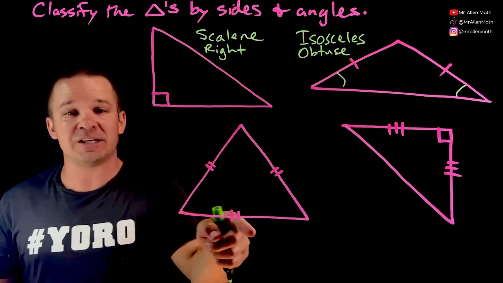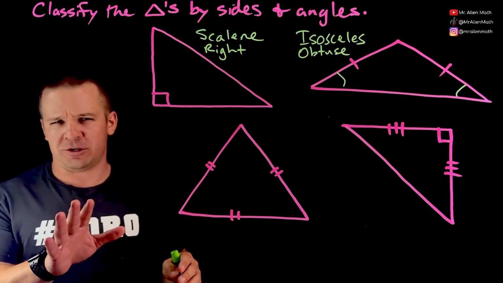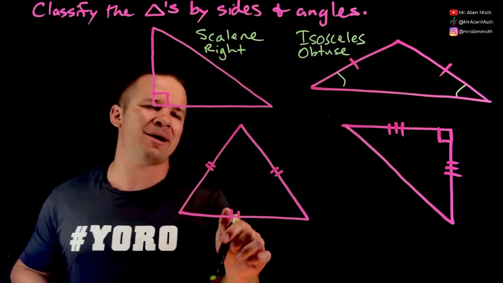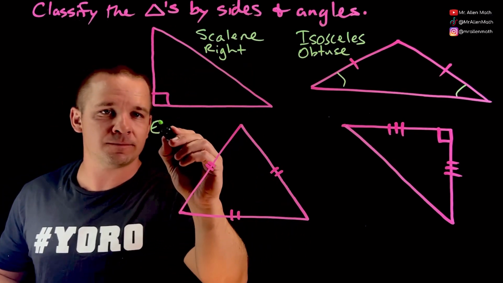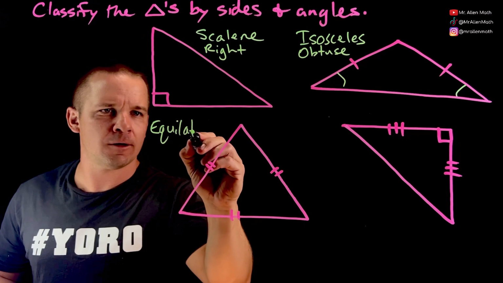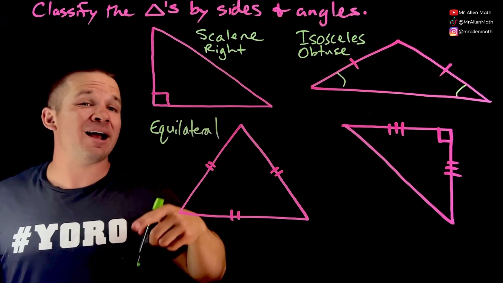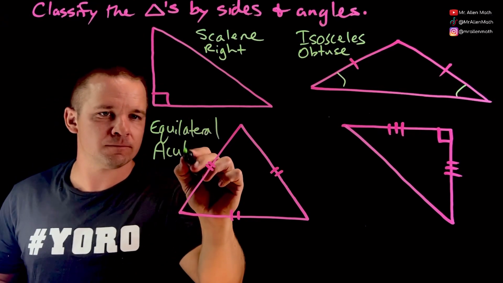And we can also see that these are all less than 90 degrees, but I just want to give you that another fun fact, right? Anytime I can. So we're going to say this guy right here, by sides is equilateral. And then by angles, it's acute.